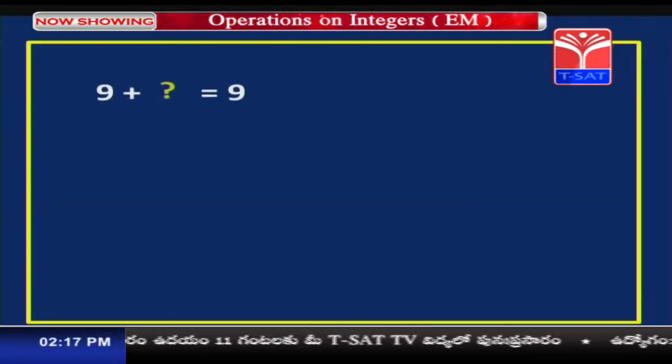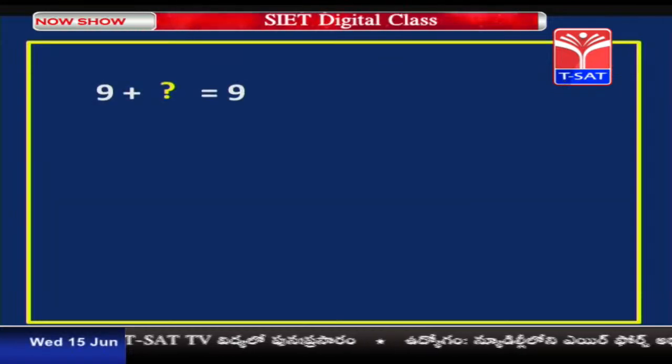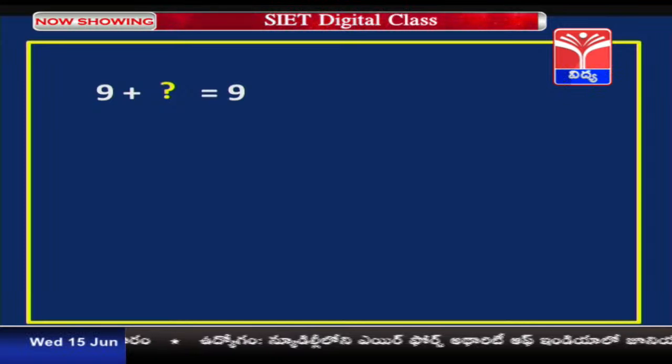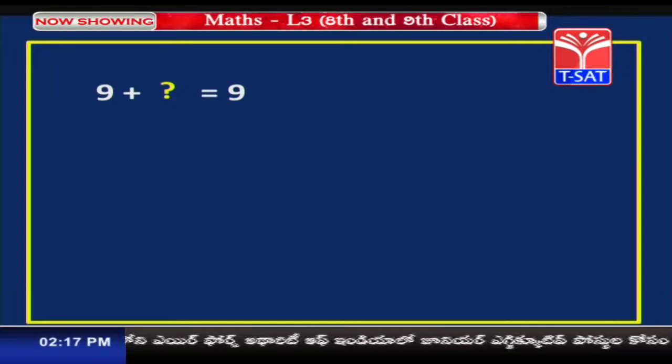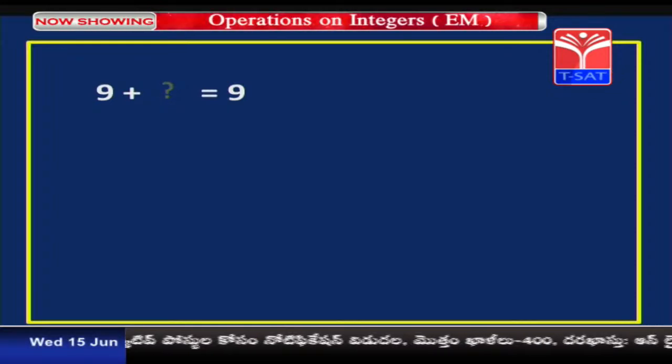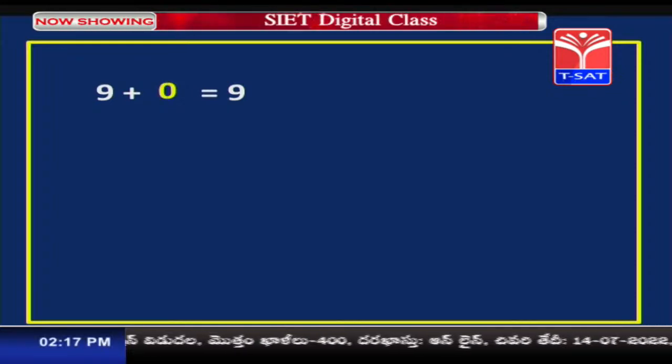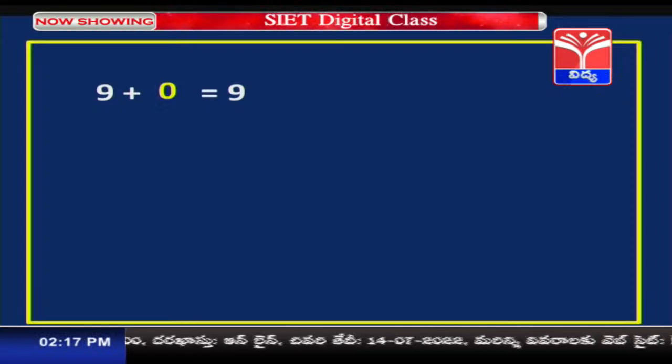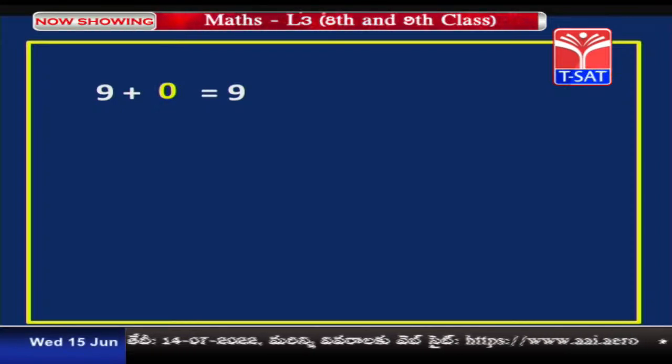So, let us consider an example here. So, children, 9 plus what number or what integers gives back 9? Can you guess the number, children, here? Yes, you are absolutely right, children. It is 0. That means, when we add 0 to 9, you get back 9.